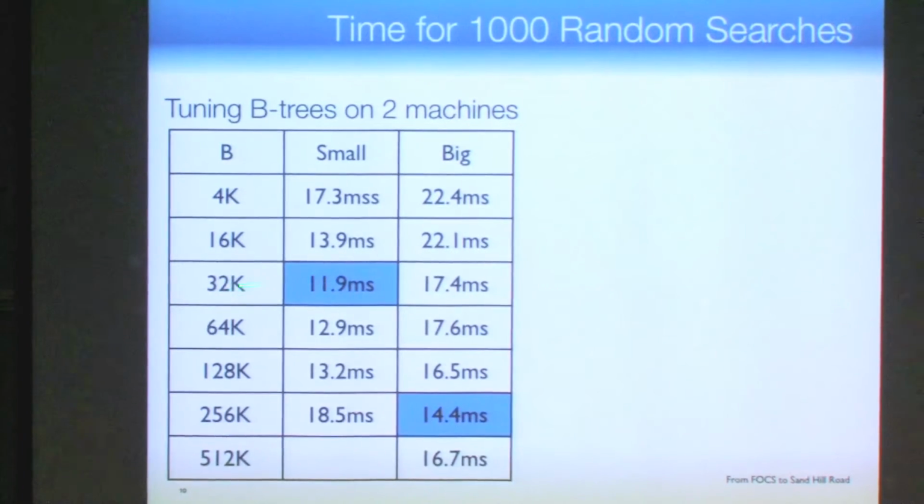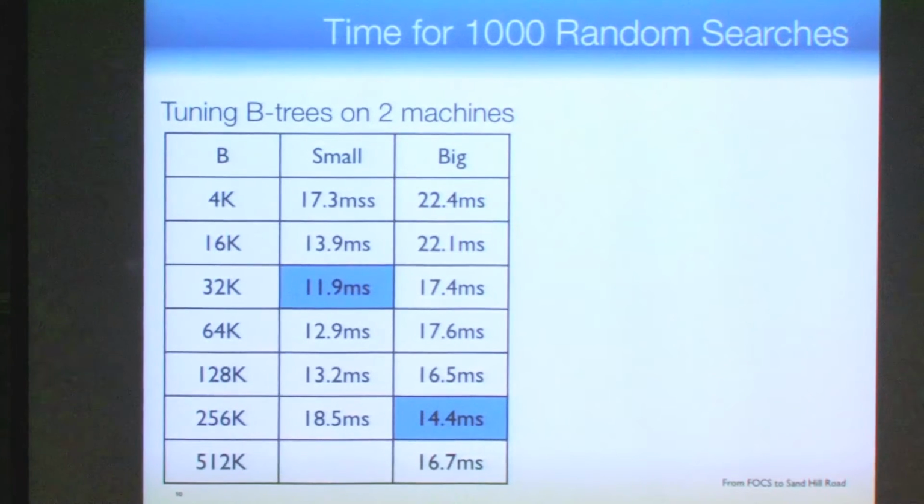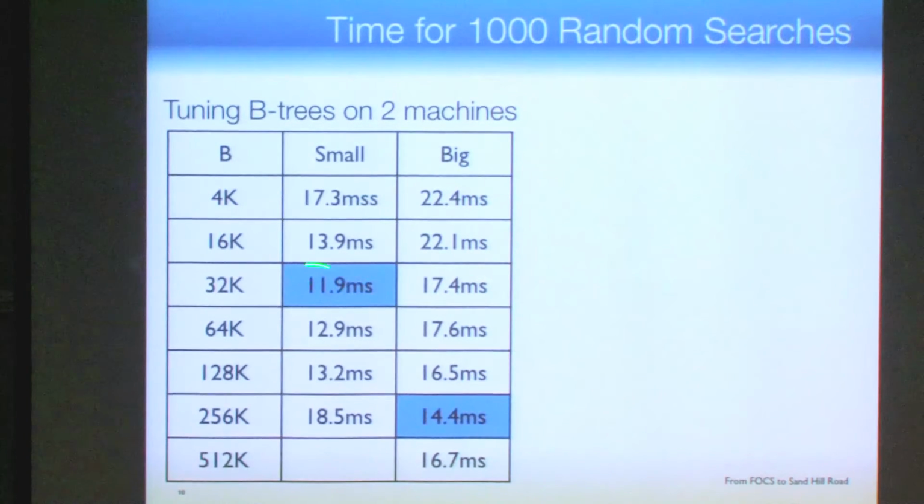And over here, if you set it to 32K, these are for static. We build the best B tree on a static data set and perform 1,000 random searches. Here we go, 11.9 milliseconds per search. Here it's 14.4 milliseconds per search on this bigger, faster machine.